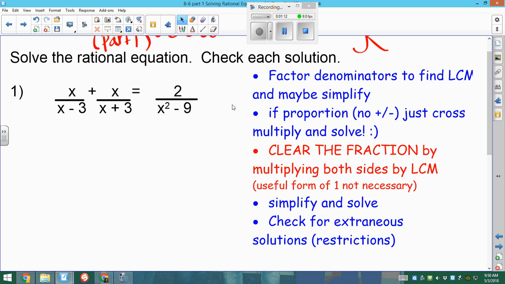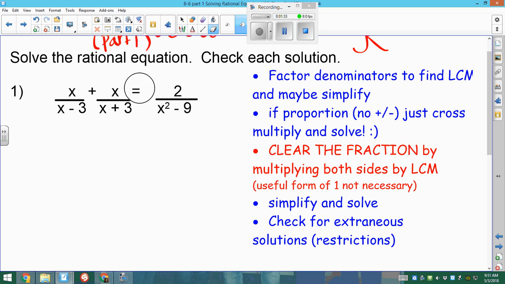Okay, so this is an equation. That's the first thing I'm going to note, that it is an equation. So I have, again, the ability to do whatever I want to one side as long as I do it to the other. So step 1 says factor the denominators to find the least common multiple and maybe simplify the fraction. So I'm going to start with that.